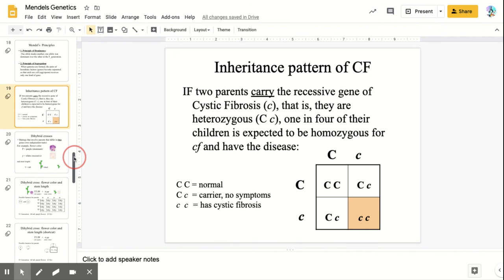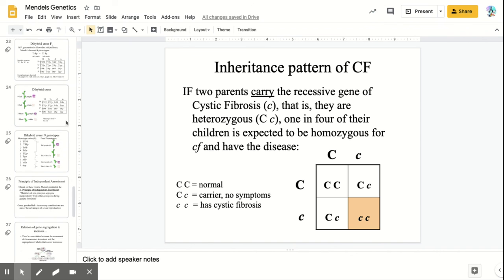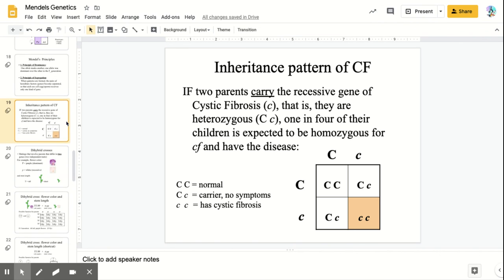We're going to skip dihybrid crosses. We are not going to talk about dihybrid crosses at all.